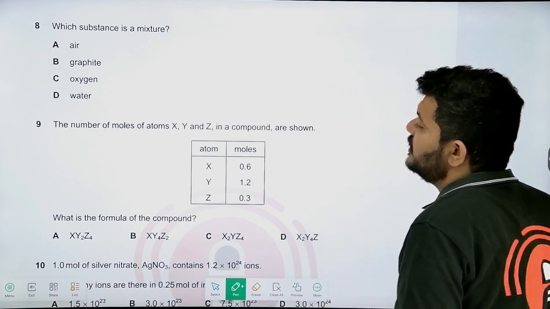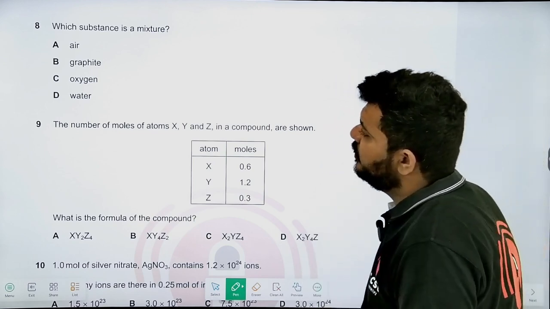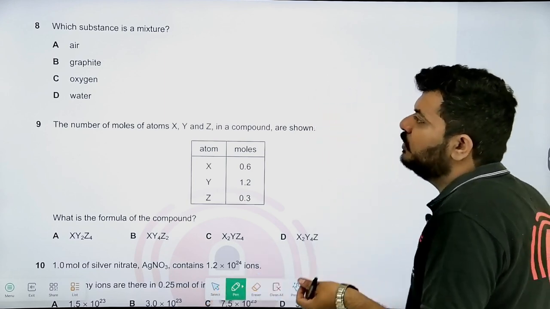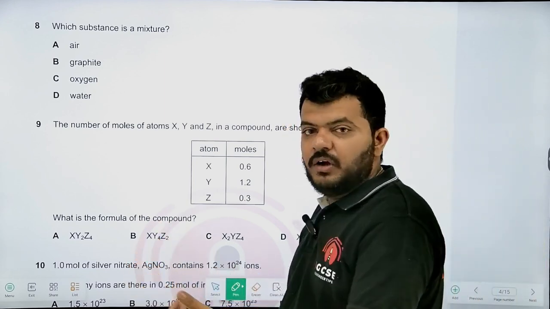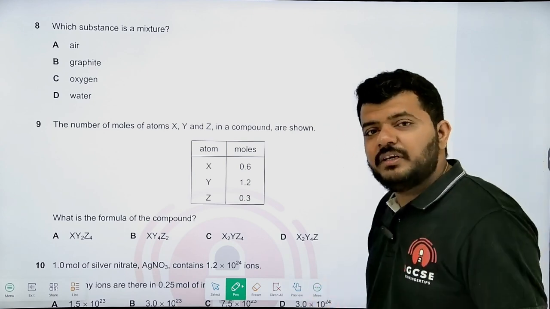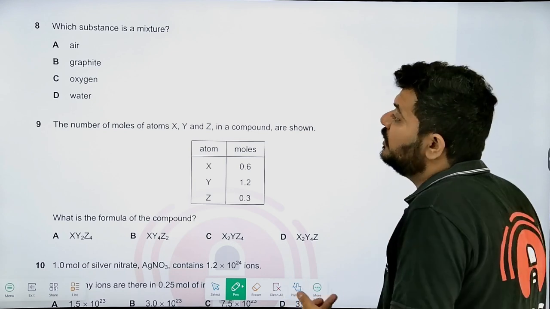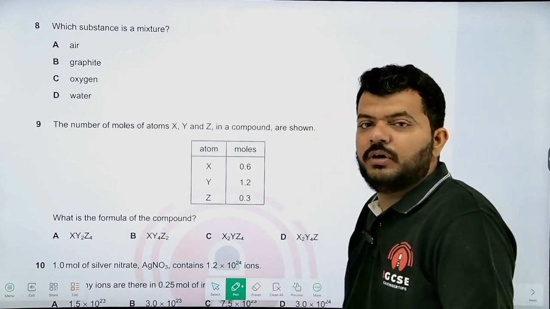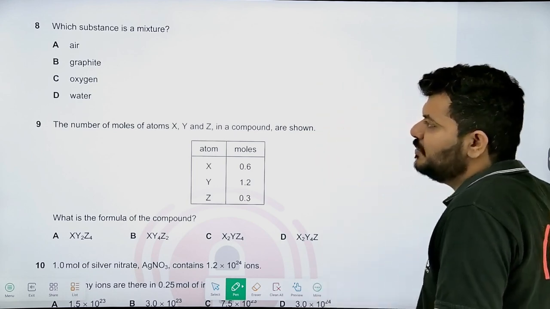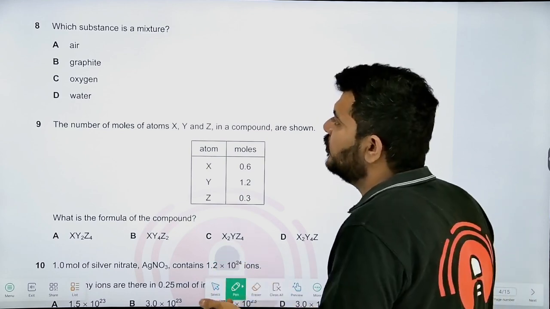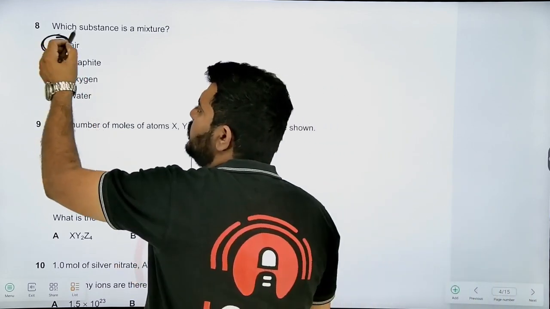Then we have next question. Which substance is a mixture? Air, graphite, oxygen, water. Graphite, we've just discussed, is a giant molecular structure which is carbon. Oxygen is an element, although it is diatomic, it is still an element. Water is a compound, right? Compounds and elements are pure, right? Everything else is a mixture. So graphite is an element, oxygen is an element, water is a compound. Therefore, air is a mixture.